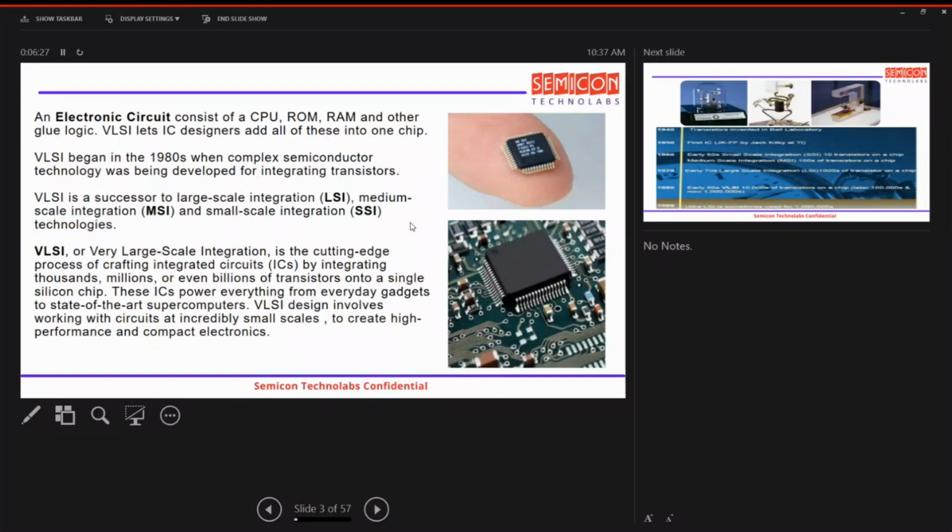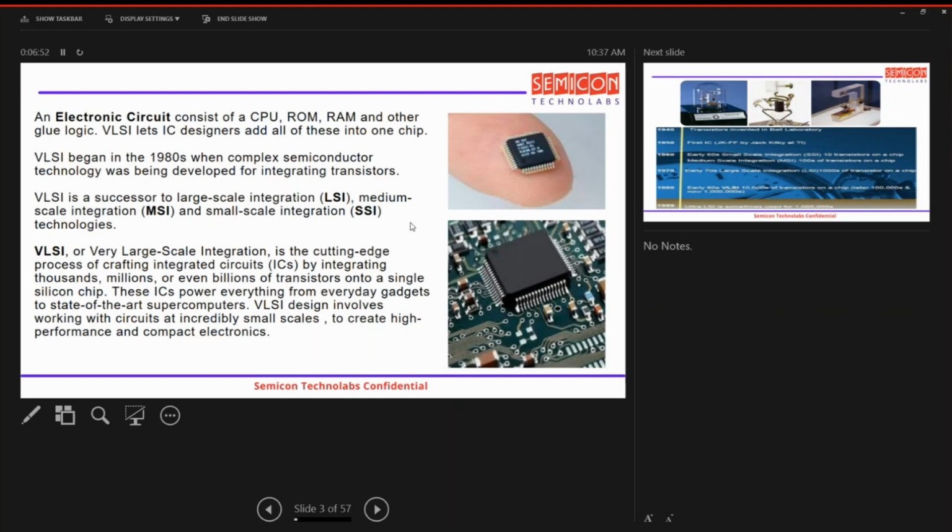In the contents, Introduction to VLSI. Before we go to VLSI, first we need to recap what electronic circuit design is, because VLSI is part of electronic circuit design. So what does electronic circuit design mean? It consists of CPU, ROM, RAM, and any other glue logic.